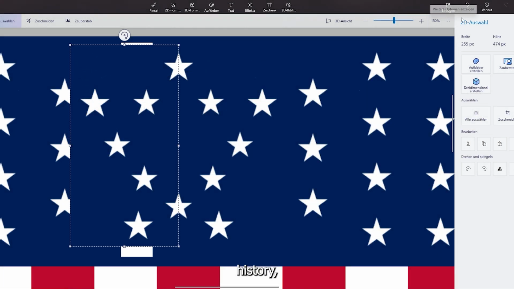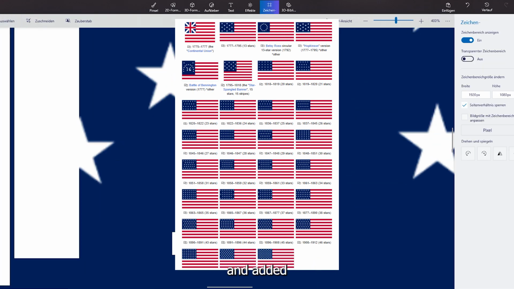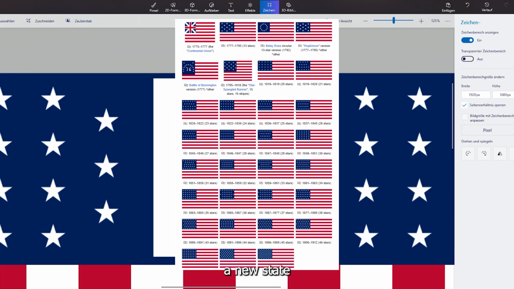And as for the flag history, they literally just said, alright, blue canton, 13 stripes, and added a star for each time a new state joined the Union.